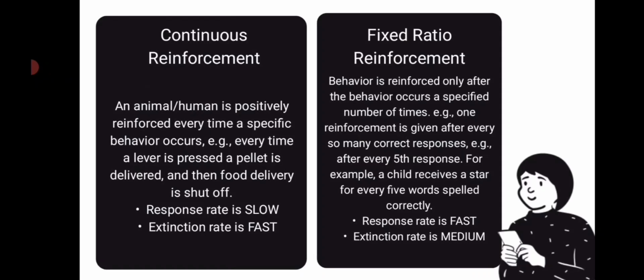Next, fixed ratio reinforcement. Behavior is reinforced only after the behavior occurs a specified number of times. Example, one reinforcement is given after every so many correct responses. Example, after every 5th response. For example, a child receives a star for every 5 words spelled correctly. The response rate is fast and the extinction rate is medium.